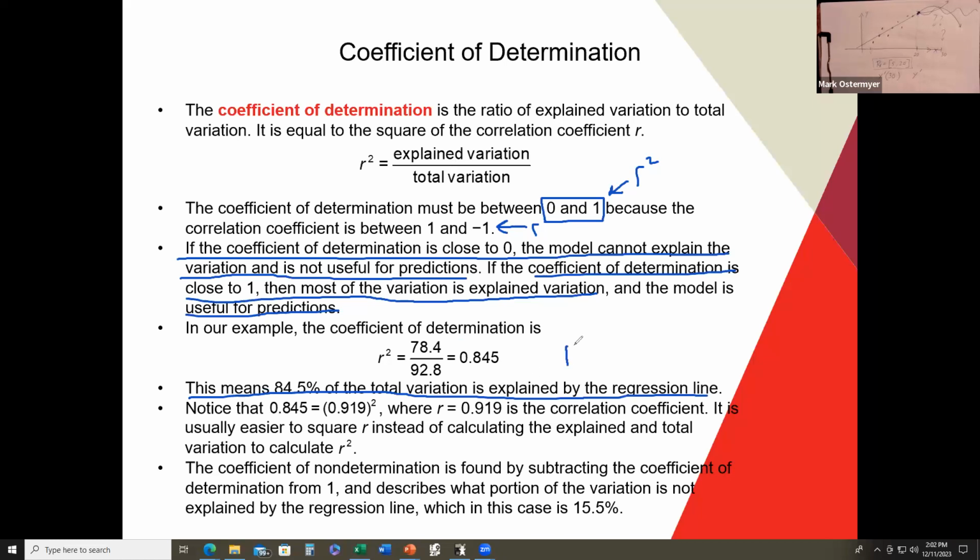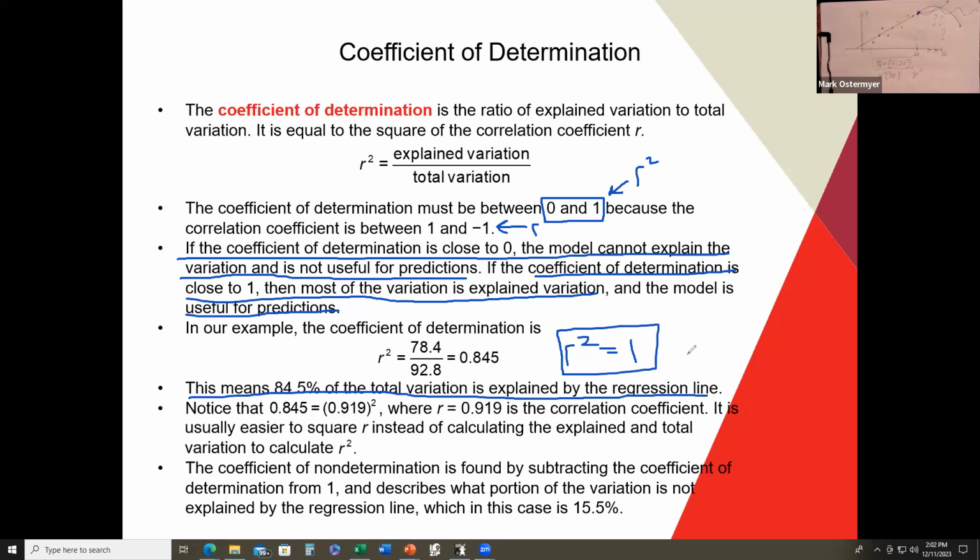Now, if R squared was exactly equal to 1, then that would be saying that 100% of the variation in the dependent variable is explained by the regression line, which means you have a perfect fit. Okay. So again, the closer R squared is to positive 1, the more significant of a linear relationship you have between X and Y. The closer R squared is to 0, that indicates you have a very non-significant linear relationship between X and Y.